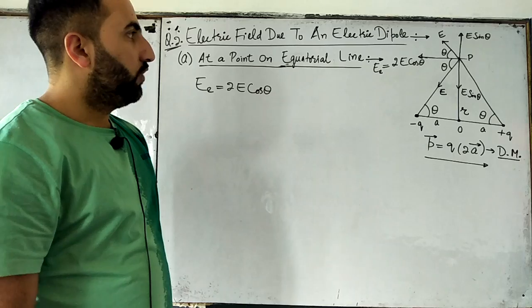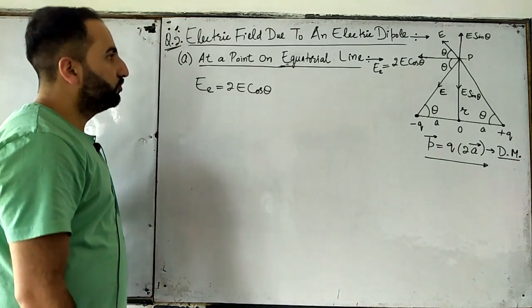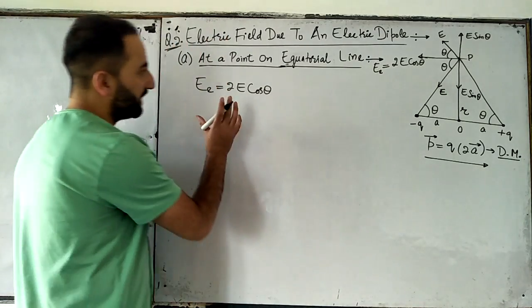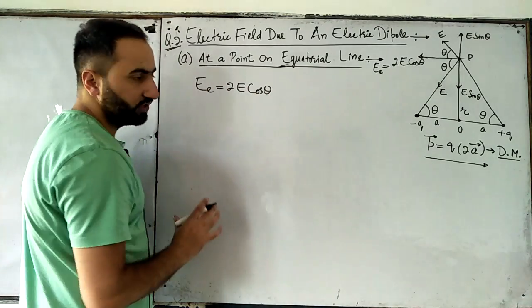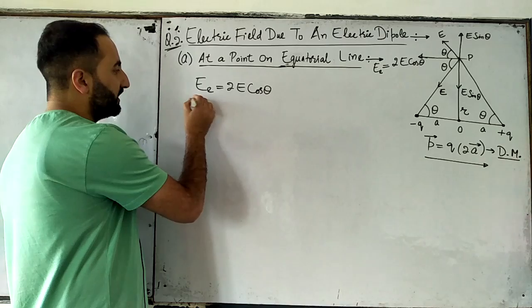Why? You know that E is the electric field due to the one point charge. So let me calculate the value of E separately, and let's calculate the value of cos theta separately, and then I will substitute it here. So E, what will E be?